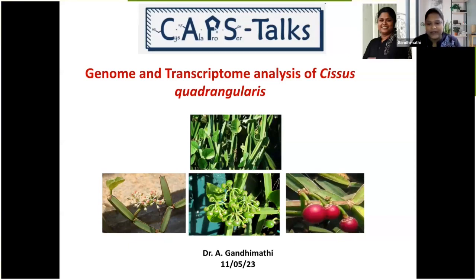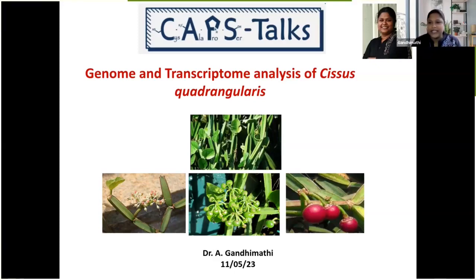Can we also take up such an important medicinal plant and do a deep dive into it, and find out what kind of important secondary metabolites and what pathways are involved in producing those metabolites? So that's in that line. Multiple plants were taken, and one of them is an important plant called Cissus quadrangularis.